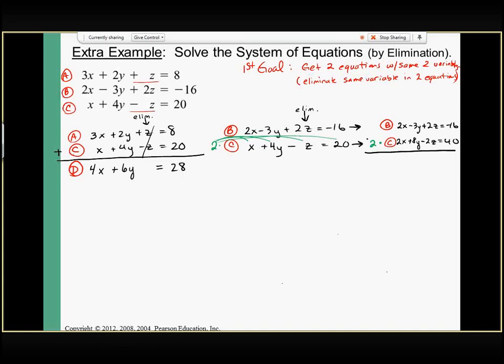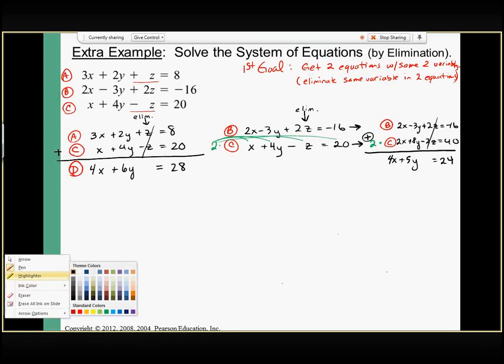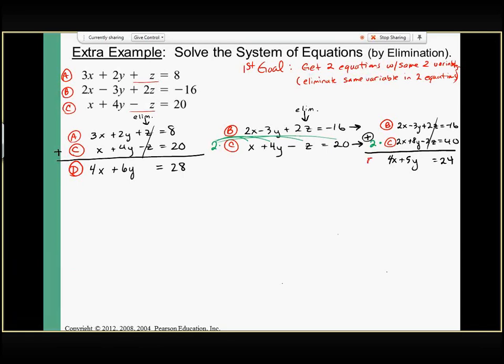Now I can add these straight down. 2x plus 2x is 4x. Negative 3y plus 8y is 5y. And look at my z's, they got eliminated. Is equal to 24. So I'm going to call this equation E. And thus I got my first goal, which is to get two equations with the same variables, x's and y's. Perfect, I got that done.